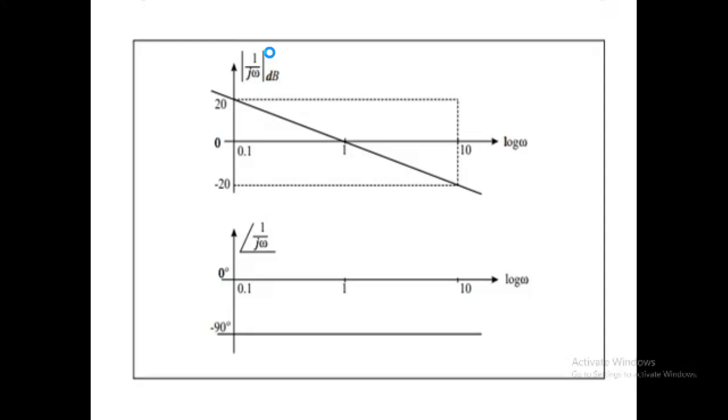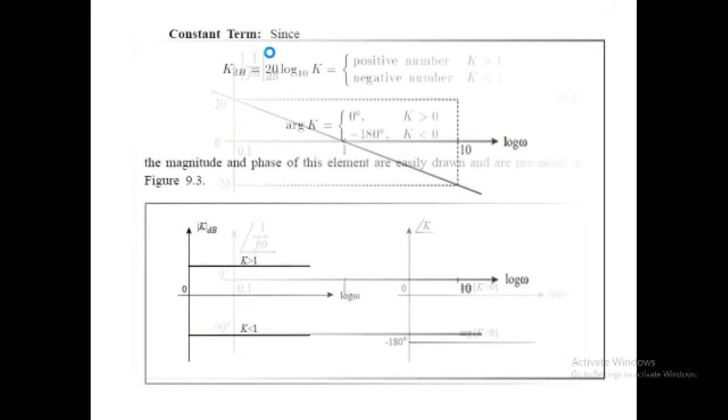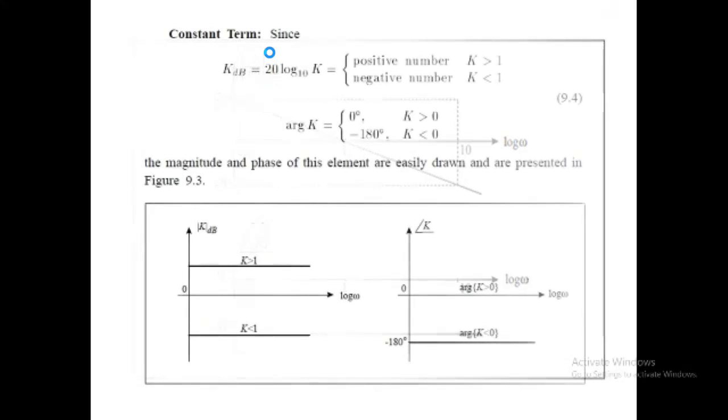Now, moving towards the complex conjugate poles, the transfer function of an element representing a pair of complex conjugate poles is in fact the transfer function of a second order system.